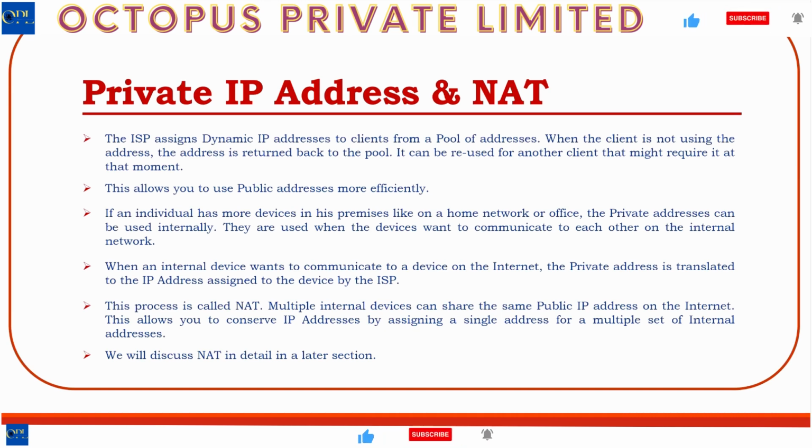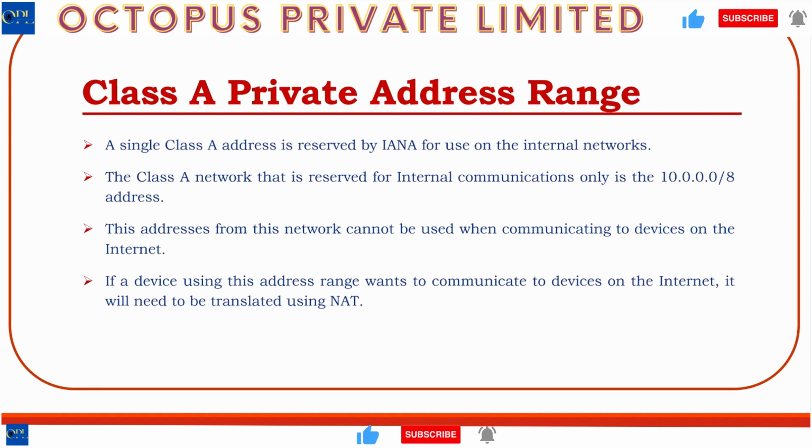All right, and the translation, as I talked about, that would translate the internal address to the external address, is called NAT. So multiple internal devices could share the same public address on the internet. This would also allow you to conserve or save on IP addresses on the outside. As I said, we'll do a detailed video specifically on how NAT actually works and how you configure NAT. But the objective of this video is not to go into NAT, but to understand the private IP addresses within your private network.